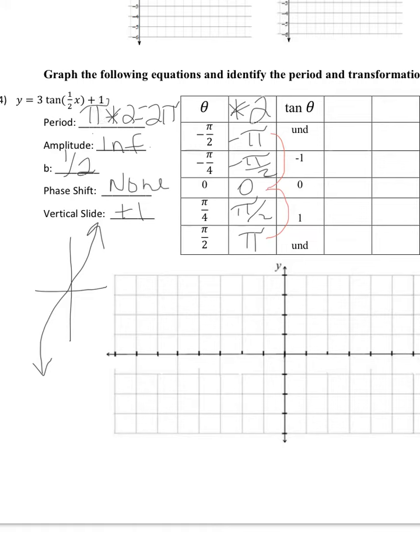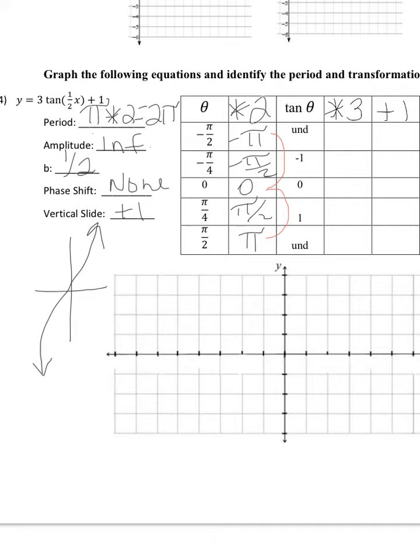Those are the transformations that affect the parent function. So 3 is multiplied and 1 is added. So we're always going to multiply before we add. So I'm going to multiply by 3, and I'm going to add 1. I'm going to do that to each one of the values for my tangent function.